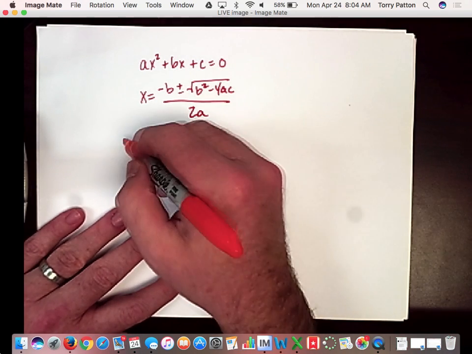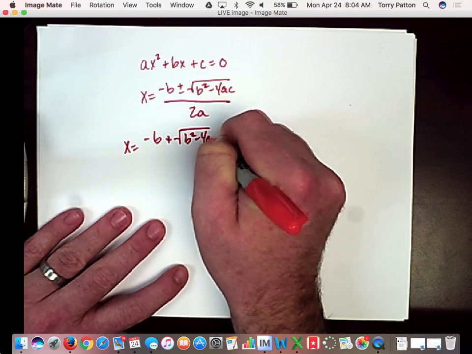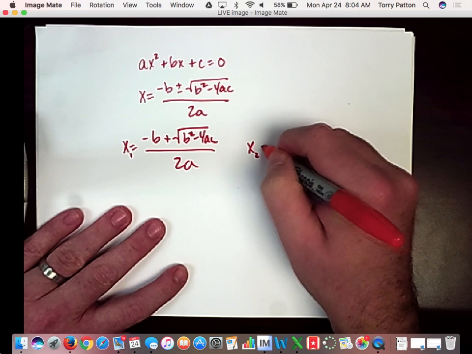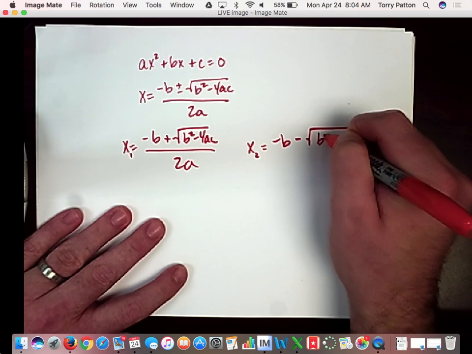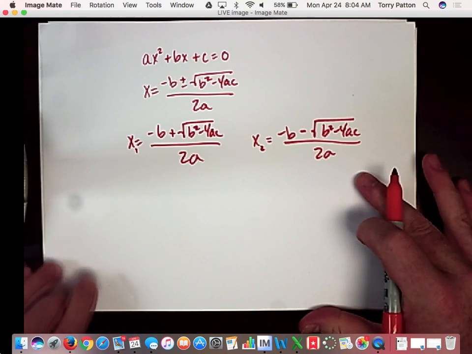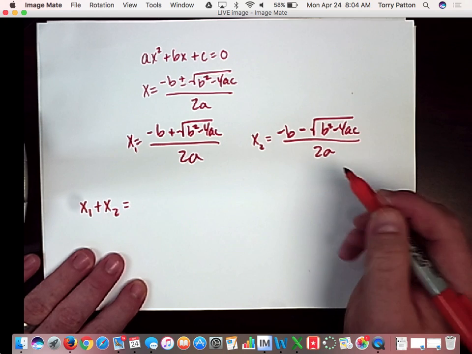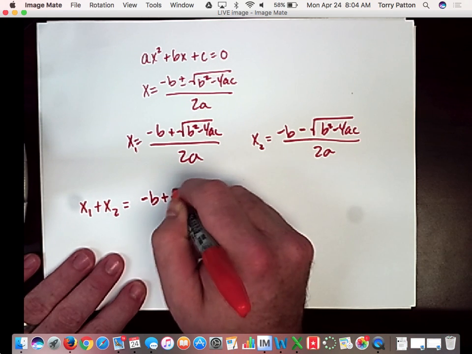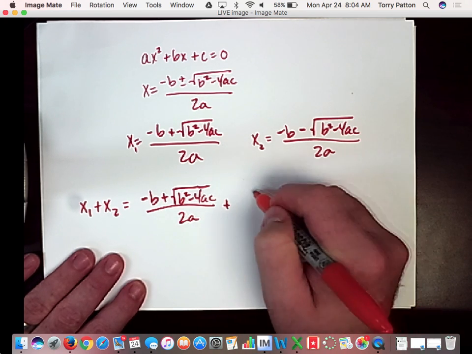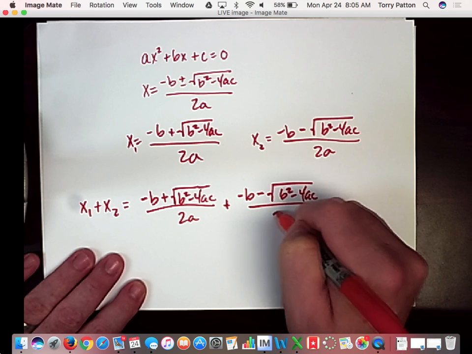So you have two answers. You've got negative b plus the square root of b squared minus 4ac over 2a, and I'll call that x1. x2 is negative b minus the square root of b squared minus 4ac all over 2a. When you add those two together, what would x1 plus x2 be? It would be negative b plus the square root of b squared minus 4ac all over 2a plus negative b minus the square root of b squared minus 4ac all over 2a.